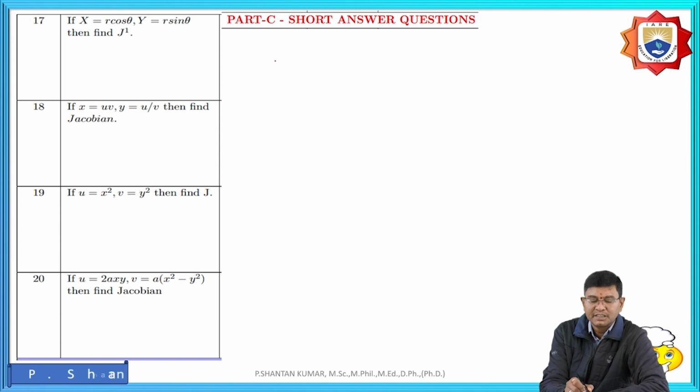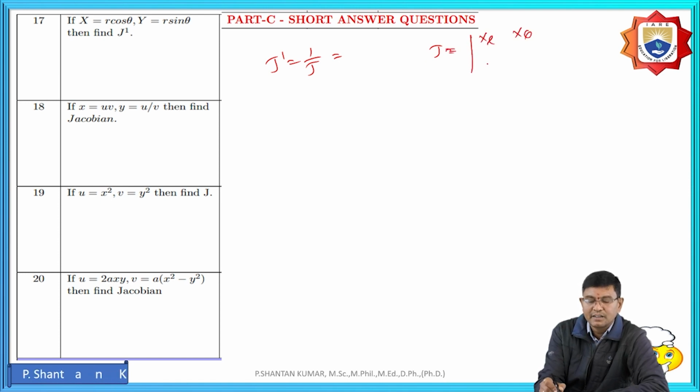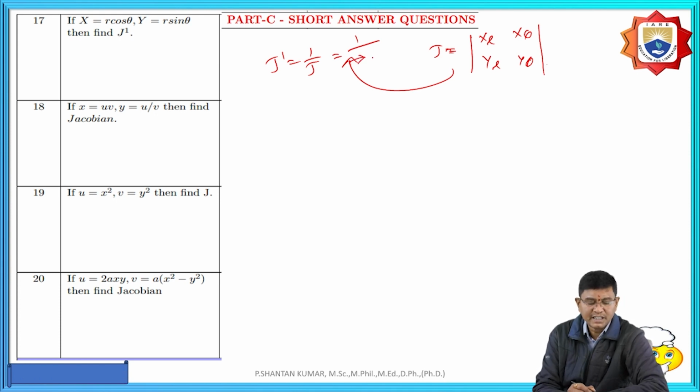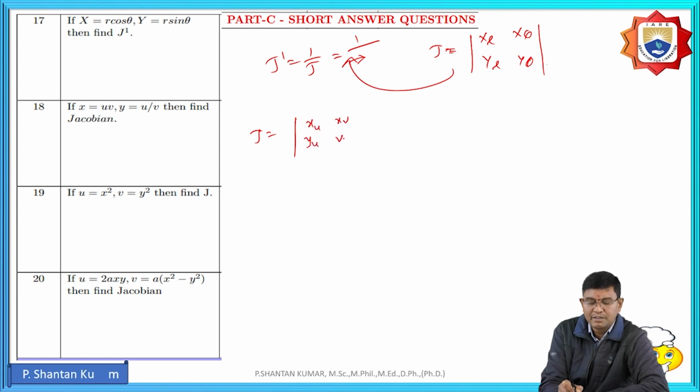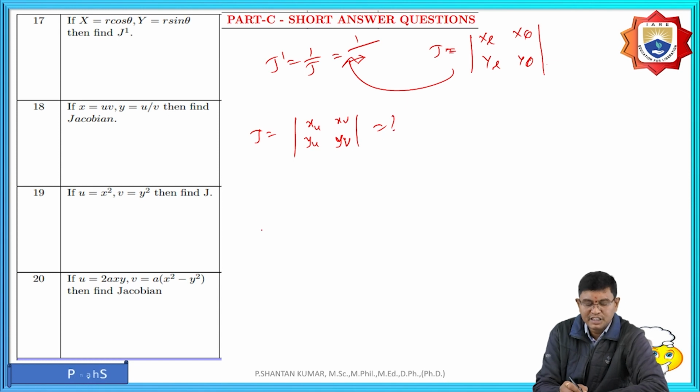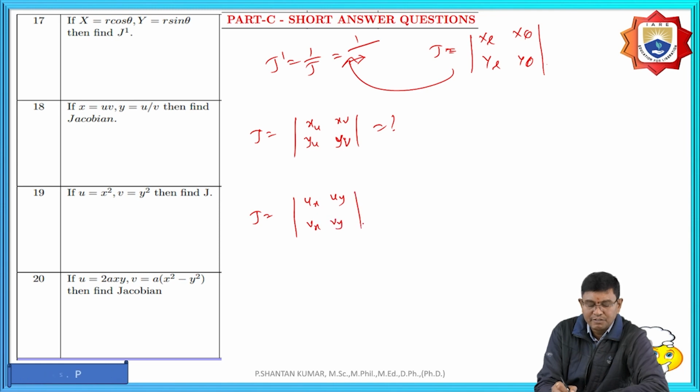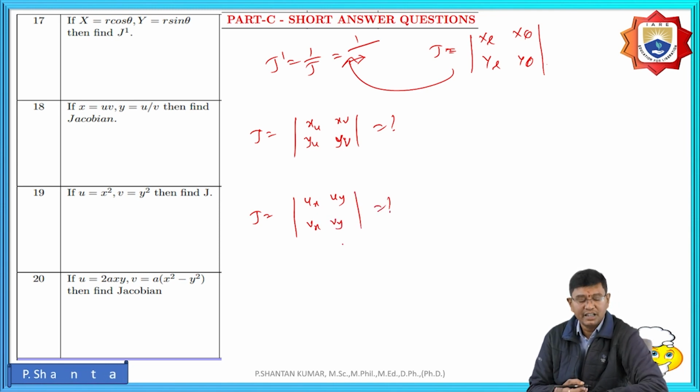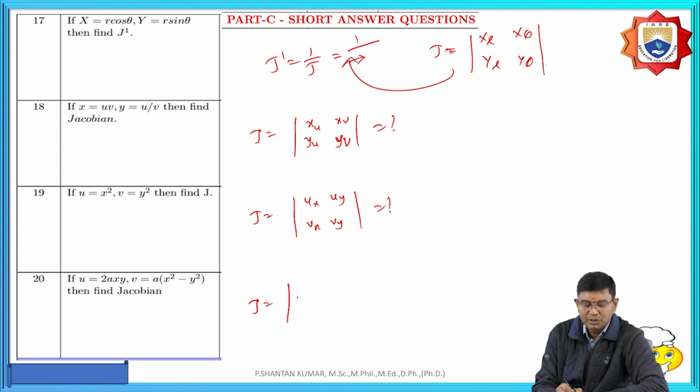And next one, j dash. J dash is nothing but 1 by j. We need to find what the j value is here. That is, j is nothing but xr, x theta, yr, y theta. And after getting this one, you can replace it in 1 by j. And find the Jacobian. The Jacobian is nothing but j is equal to xu, xv, yu, yv. We get it properly. And j is also ux, uy, vx, vy. We find the solution. And finally, here also the given Jacobian, where u is a dependent variable: ux, uy, and vx, vy.